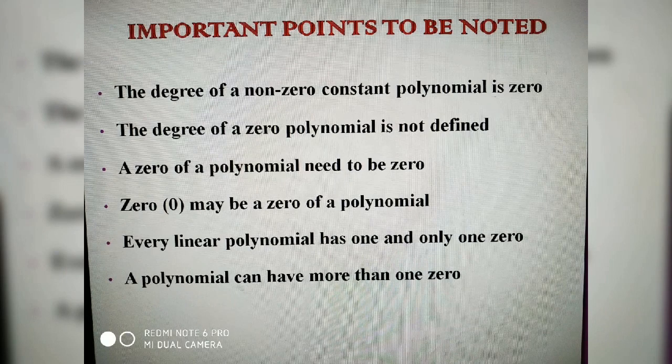Some important points to be noted. The degree of a non-zero constant polynomial is 0. The degree of the zero polynomial is not defined. A zero of a polynomial need not be 0. 0 may be a zero of a polynomial. Every linear polynomial has one and only one zero, and a polynomial can have more than one zero.